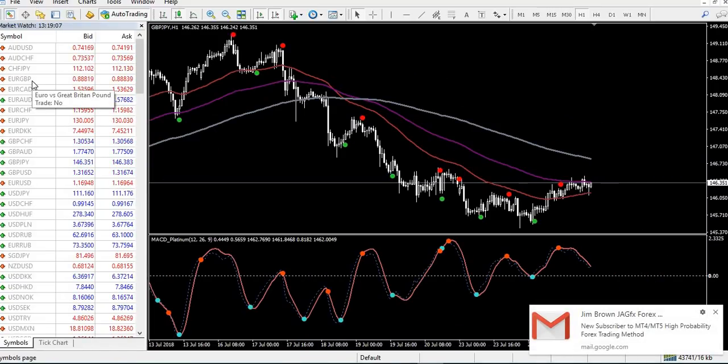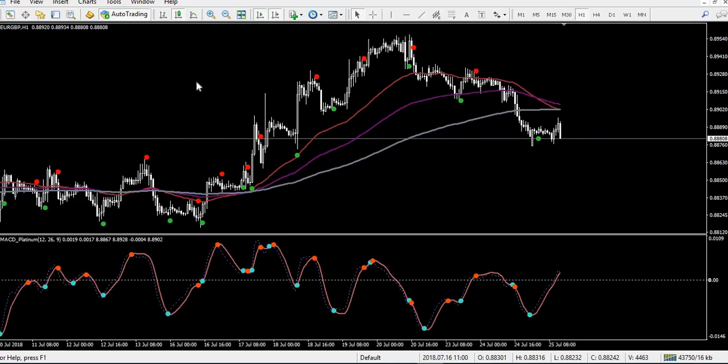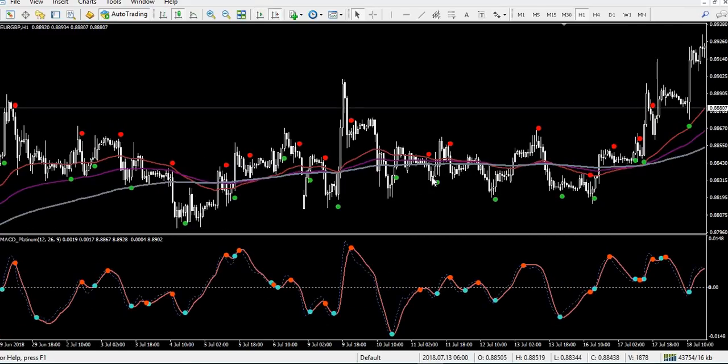We'll pick a dog of a pair. Euro pound. I consider this a dog. It's a slow mover. Let's see what we got here. See how the MAs are flat. Hard pair to trade. When the MAs are flat like this, take trades both sides.